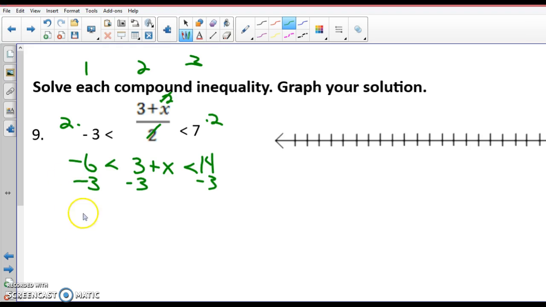So, -6 minus 3 is -9. Do I switch my inequality? No, because I didn't multiply or divide by a negative. X, and then I've got 11. There we go. So, I'm going to jump over here. -9 to 11. Just put a negative 9 and 11 on your graph. Open circles on both. Where's the shading going to go? Right, in here. We want the numbers that are greater than -9 and less than 11. So they're in here.